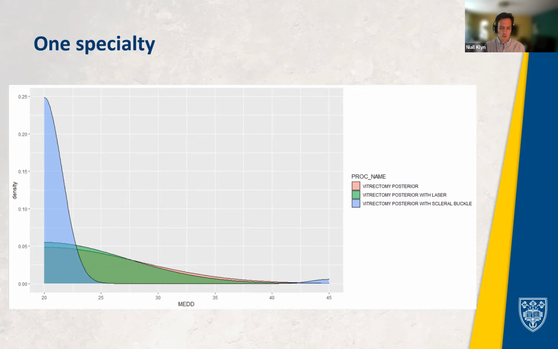We're starting to think, well, what's happening here? What's different about those higher doses? Is it a patient difference? Is it a provider difference? Is it a location difference, different protocol on those prescriptions? Really, what's happening?